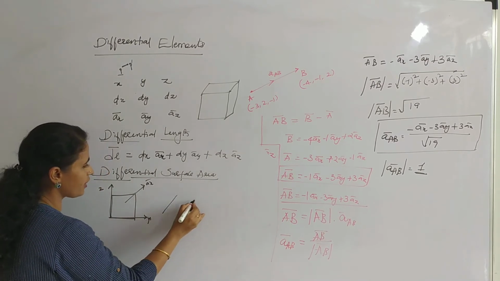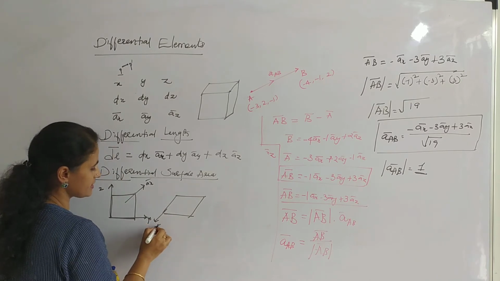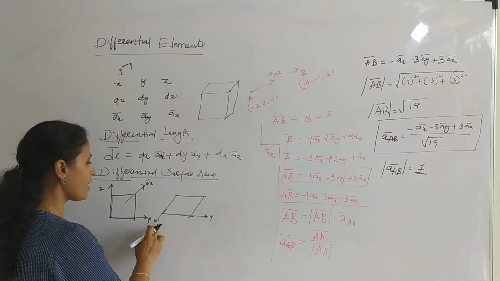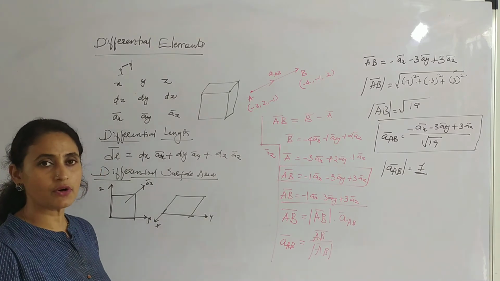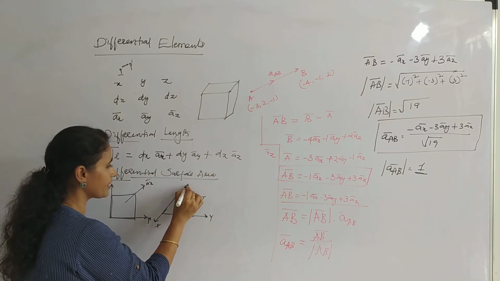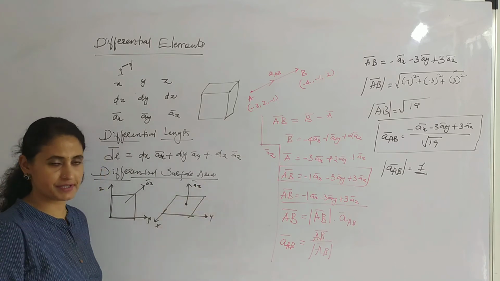If the surface is formed with this one, this is the x coordinate and this is y. If the surface is formed with x and y, the third coordinate z will be normal to this. What is the third coordinate? It will be normal to this surface, meaning perpendicular to the surface.